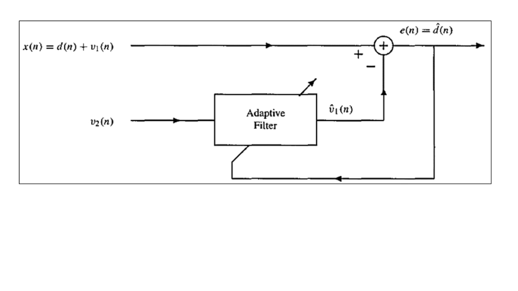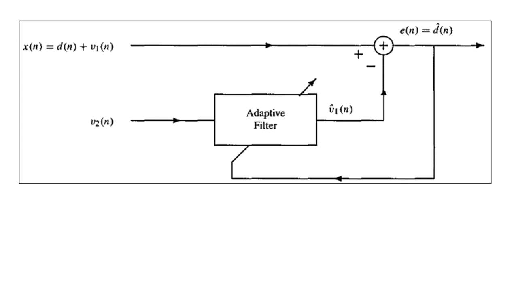For the adaptive type of filter, we always have to focus on the error signal, which is obtained from the difference here. The error signal is denoted as e of n. We obtain it as x of n minus v1 cap of n. Here v1 cap of n is the output of the adaptive filter, where v2 of n is the input. So this is the block schematic.